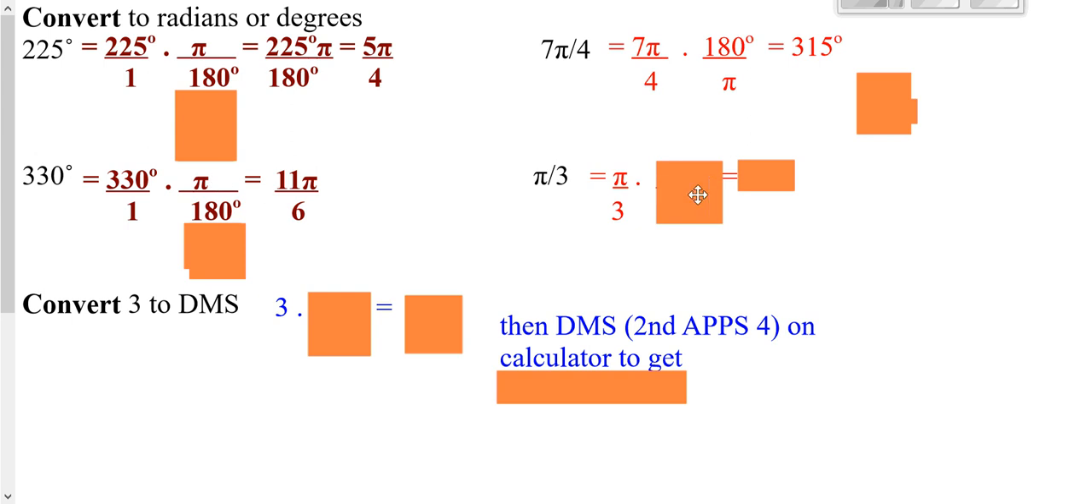Or here, we want to end up with degrees, so we want degrees in the top. Once again, your pi's drop. We get 180 over 3, which is 60 degrees.